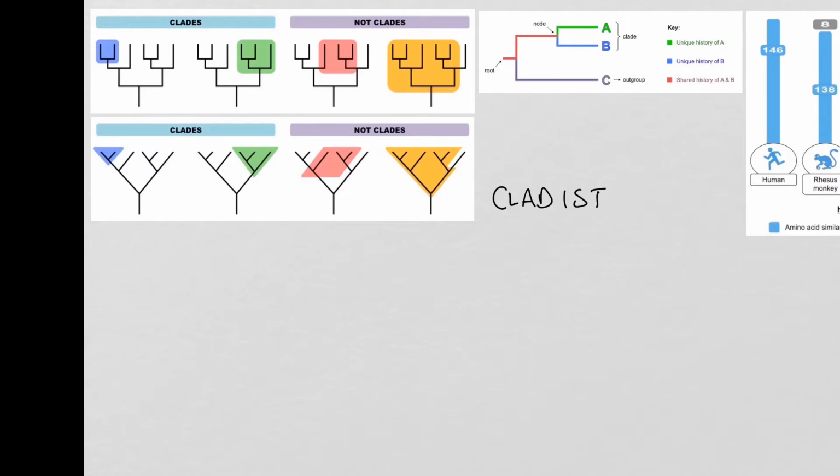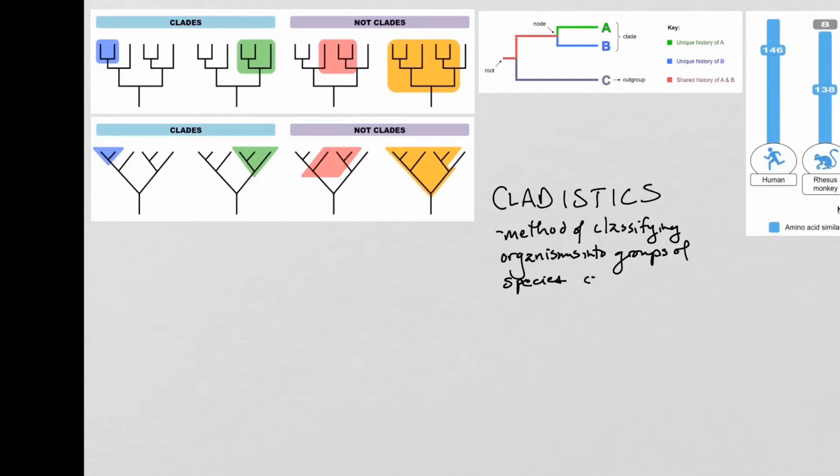So we spent the previous section talking about classification and how we put organisms into different groups. Cladistics is the method of classifying organisms. So this is how they do it. Method of classifying organisms into groups of species, and these groups of species are called clades.